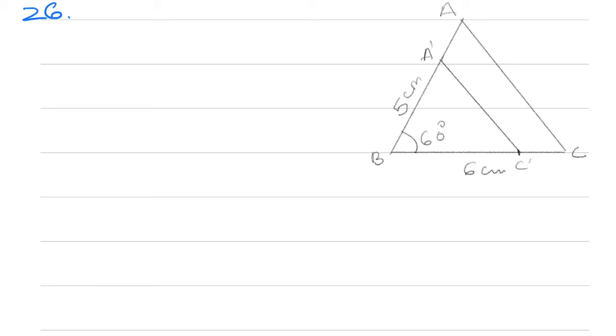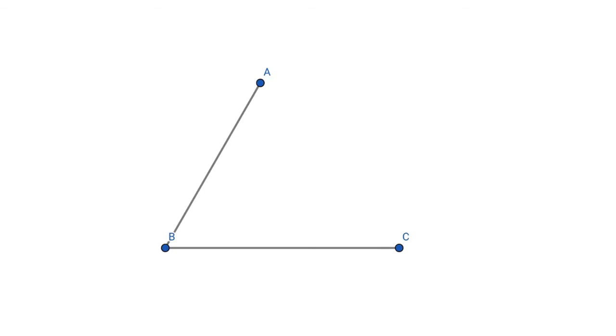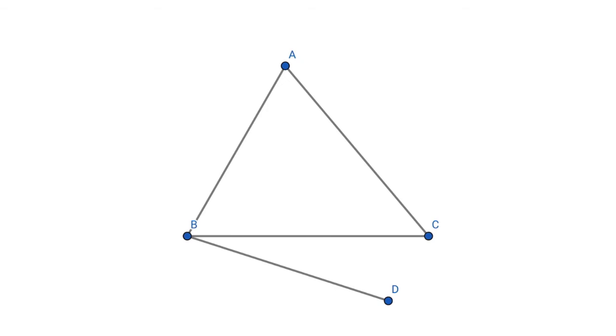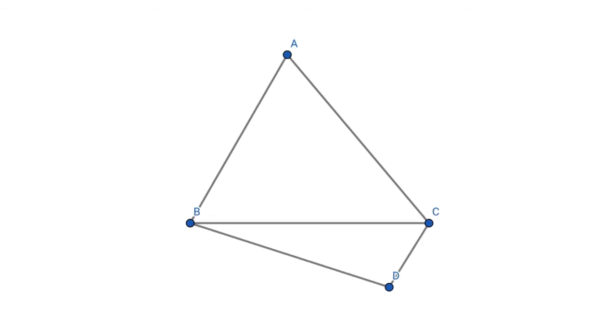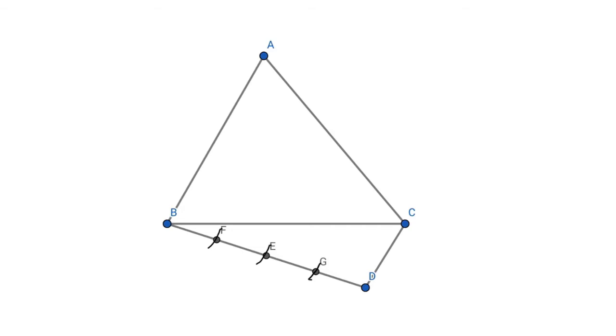So let's start constructing now. First we'll draw BC of 6 cm. Then we'll draw a 60 degree angle at B, and we'll draw AB which is 5 cm. We'll join A and C. So we got the triangle ABC. Then from B, we are going to draw a line of any measurement BD. Let's join D and C. Have to make a similar triangle whose sides are 3/4 of this triangle ABC.